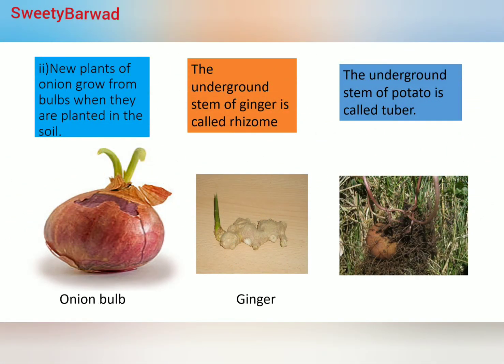A new plant of onion grows from the bulb when it is planted in the soil. The underground stem of ginger is called a rhizome and the underground stem of potato is called a tuber.